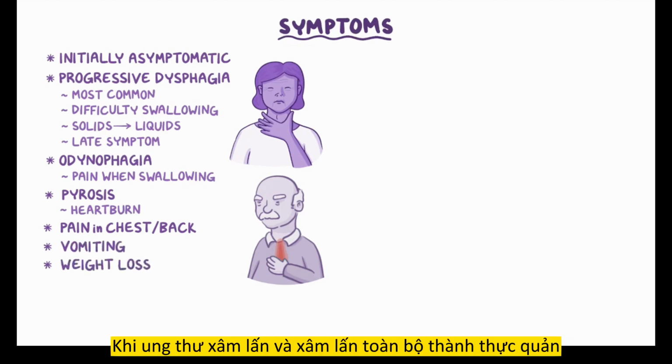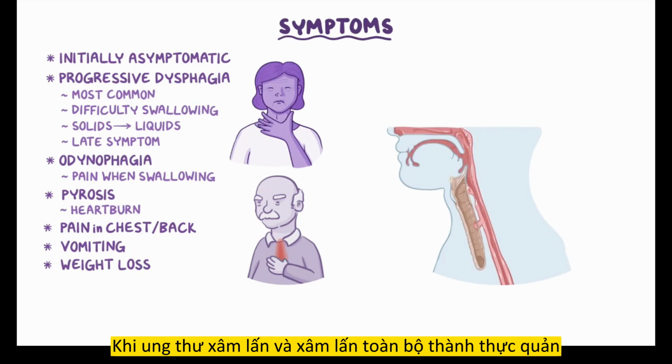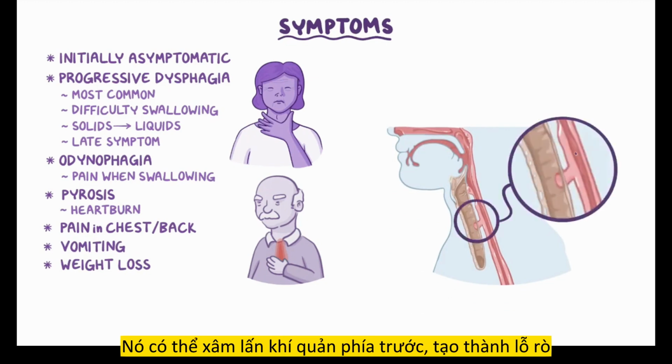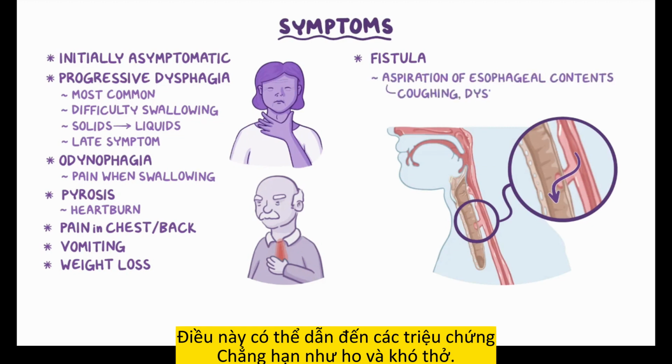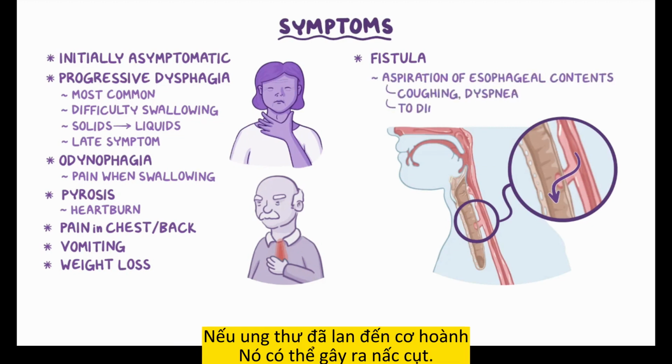When the cancer invades and perforates the entire esophageal wall, it can invade the trachea in front of it, forming a fistula. This can cause pulmonary aspiration of esophageal contents, which may cause symptoms like coughing and dyspnea. If the cancer spreads to the diaphragm, it can cause hiccups.